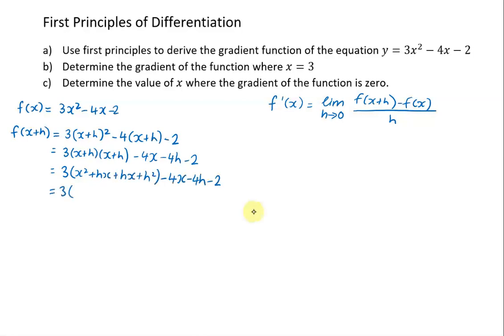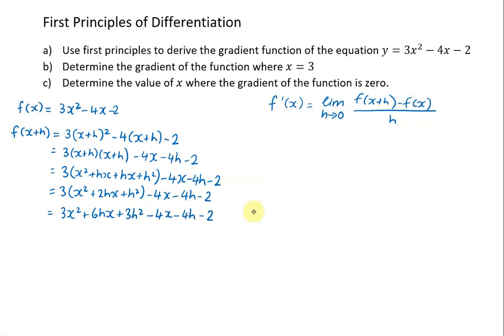If we collect our like terms, we've got those two hx terms in the middle. So that's x squared plus 2hx plus h squared minus 4x minus 4h minus 2. And finally, we can expand that coefficient of 3 out to the bracket, which gives us 3x squared plus 6hx plus 3h squared minus 4x minus 4h minus 2. And there are no like terms, so we can't simplify that any further.